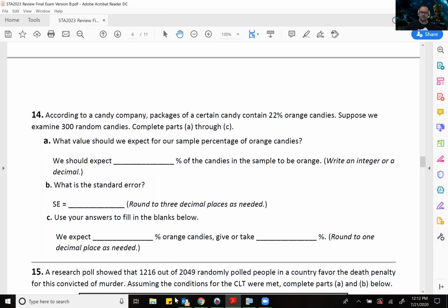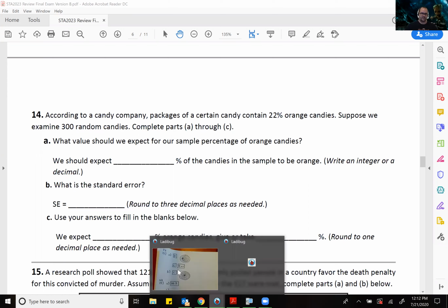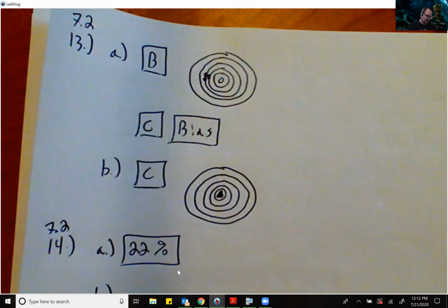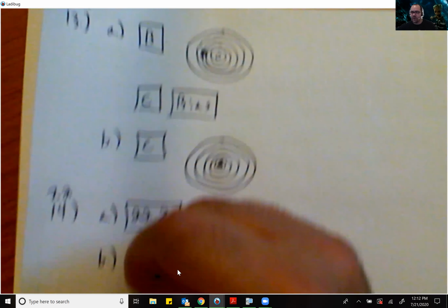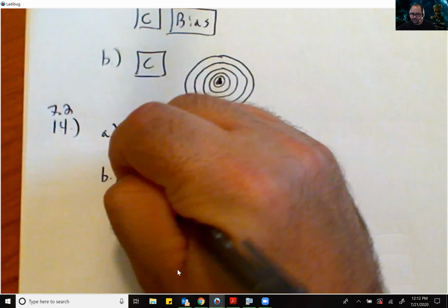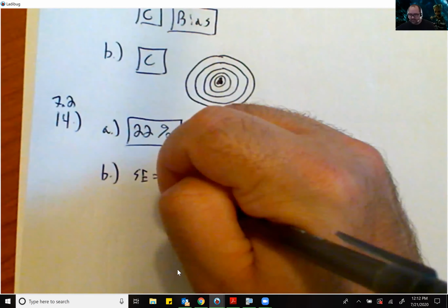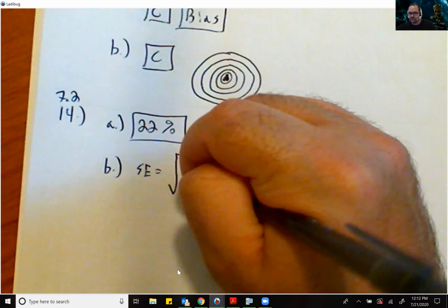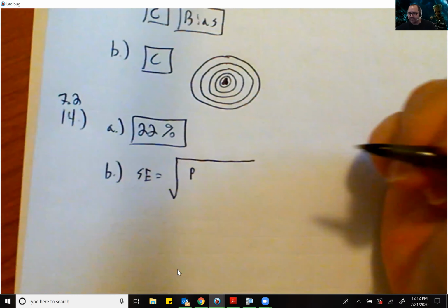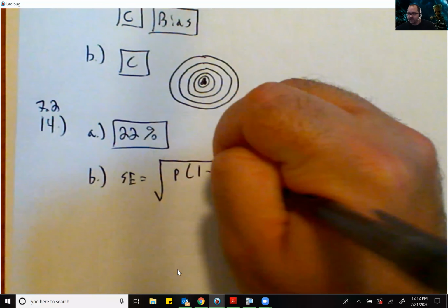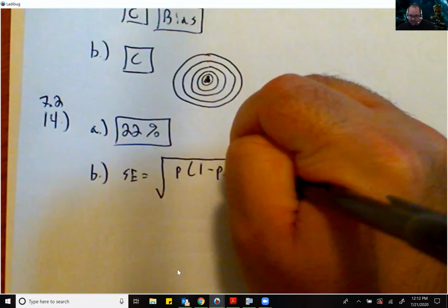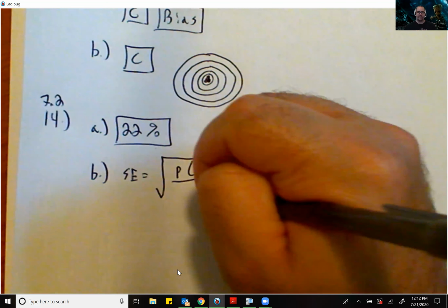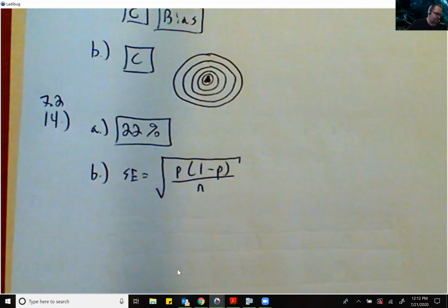So flipping over to this, to find standard error, all we're going to do is take the square root of the population proportion times 1 minus the population proportion, and divide that by the total number. Okay? So it's a nice quick formula.